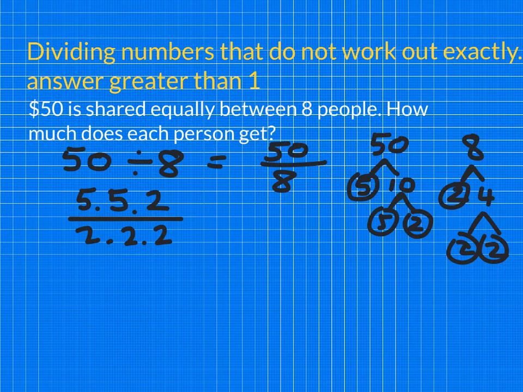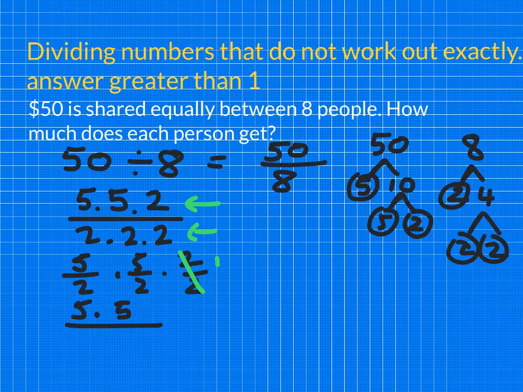Now, as we were mentioning beforehand, when you have all these numbers multiplied together, you can write them in any order you like. But also, you can separate the fraction. So this can be written as 5 over 2 times 5 over 2 times 2 over 2. And what that allows you to do is to simplify it, because 2 divided by 2 is 1. So now we can put it all back together, and we've got 5 times 5 times 1, and 2 times 2 times 1.